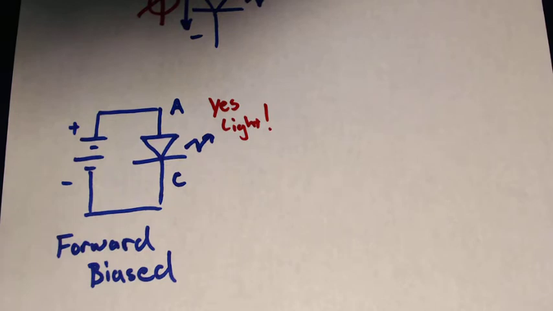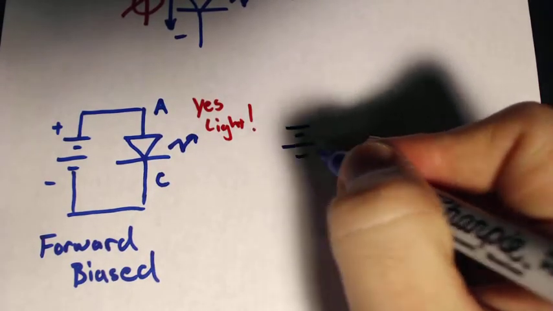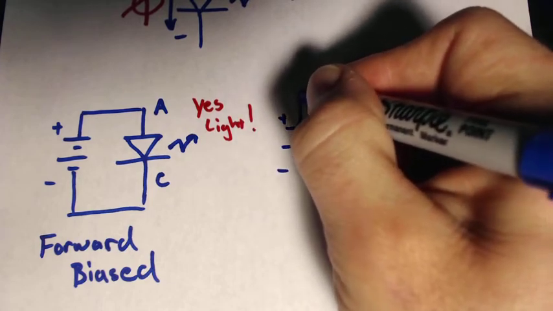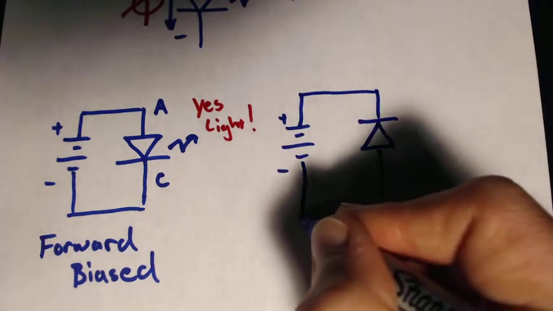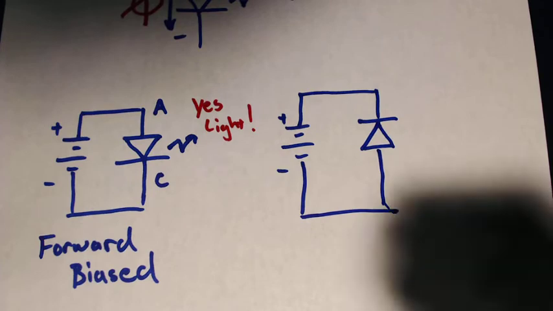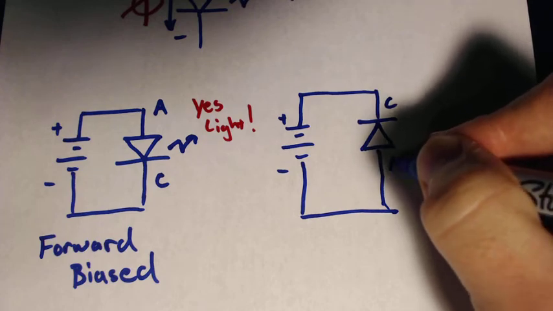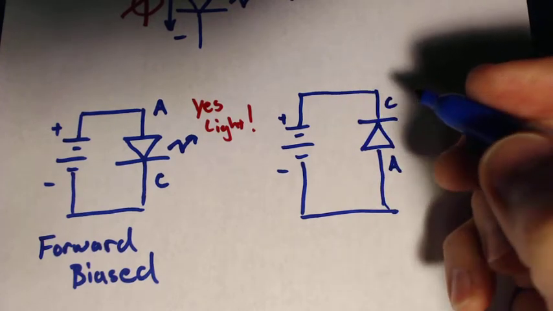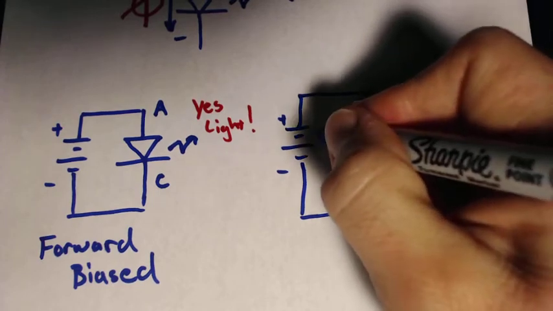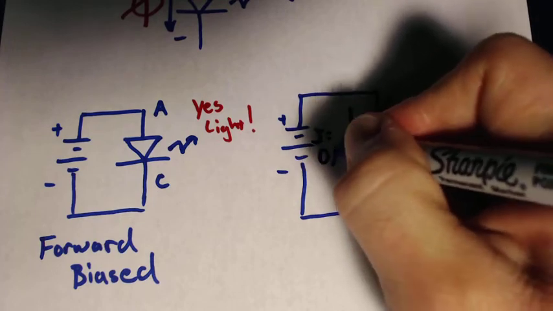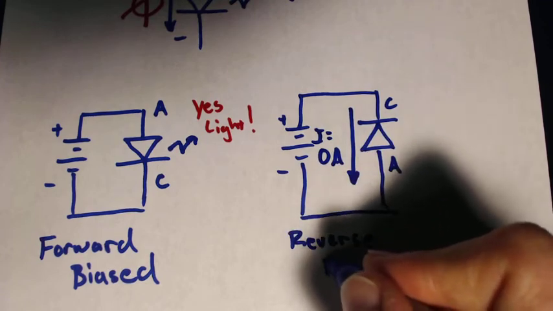However, if I flip the polarity, and I'm going to keep the orientation of the voltage source the same, except I'm going to flip the diode this time. Now we have a situation where we're applying the positive to the cathode and the minus to the anode. And so you can see now we're attempting to push current through in this direction, but the diode isn't going to allow that to happen. This is said to be reverse biased.